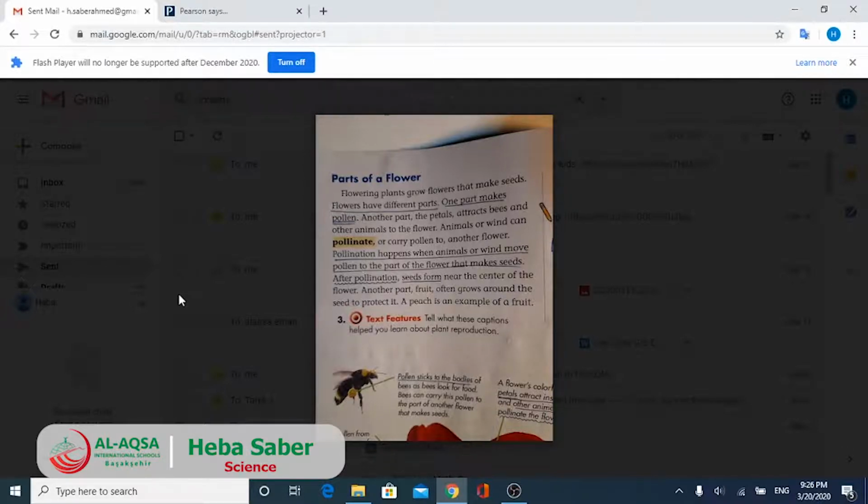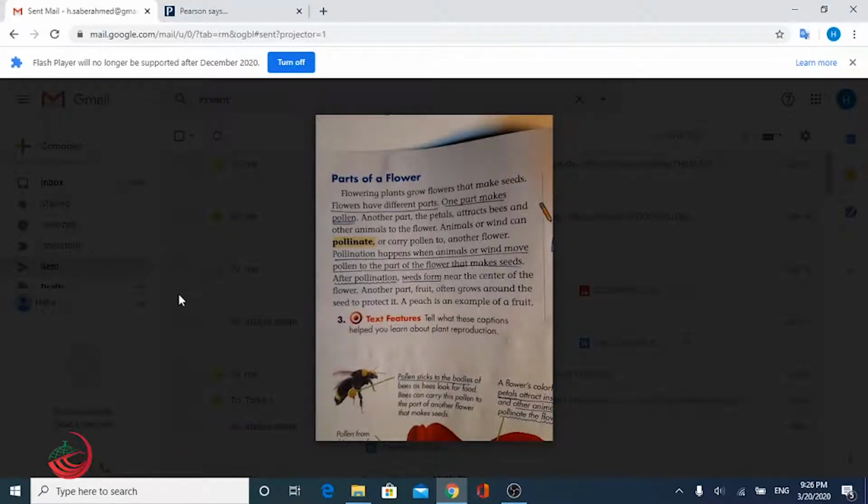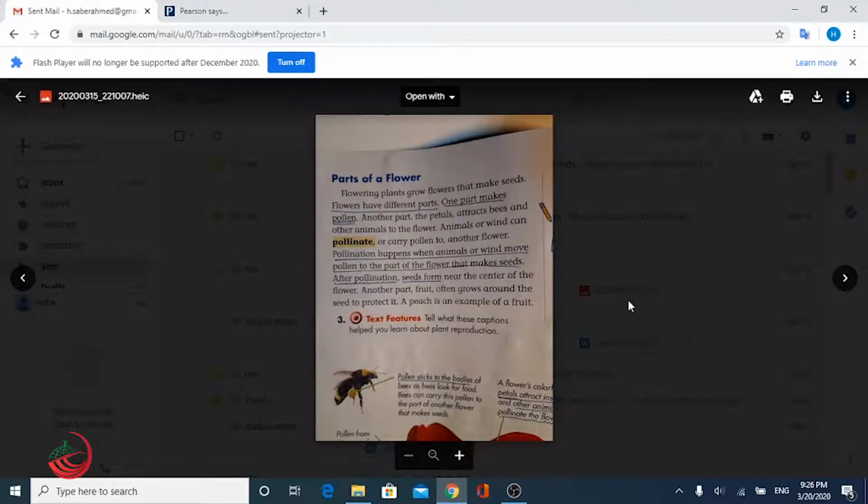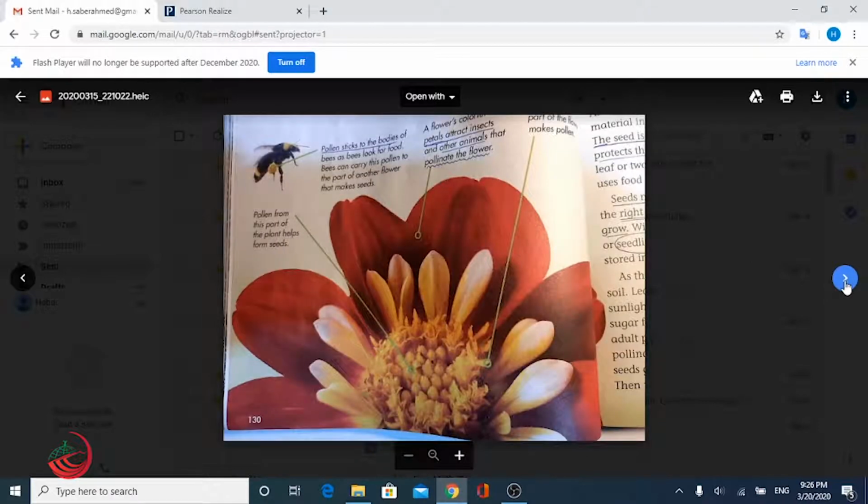Back to our book. Please open page 130. We have the heading of parts of a flower. I want you to look more closely at this picture of the flower. Look, a flower has many parts.